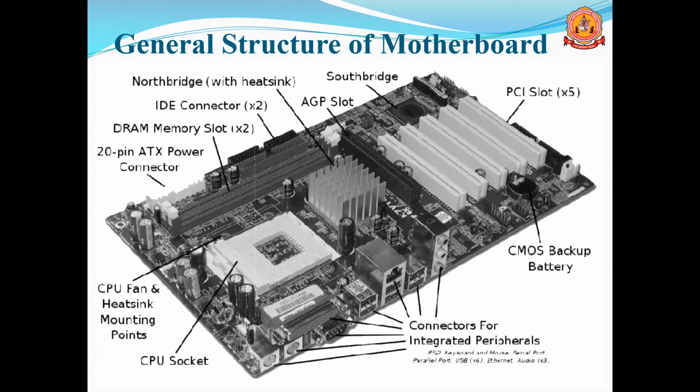Remember, the north bridge is always visible with the heat sink, because the north bridge is connected with the high speed components. So whenever operations are being performed, there is a chance to get heat. So to reduce the heat, it is always available with the heat sink.